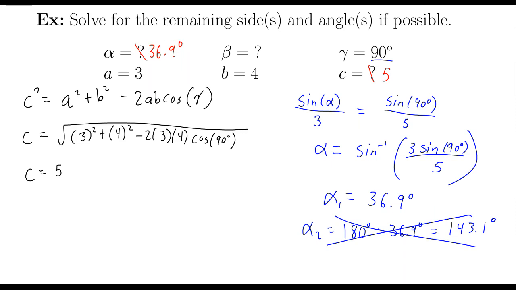Okay, so there we go. We have alpha. We know that it's 36.9. All that's left to do is find beta. And that's actually the easiest part. 180 minus 36.9 degrees minus 90 degrees. And what's that going to be? 53.1. Okay, so we found alpha, beta, and side c.